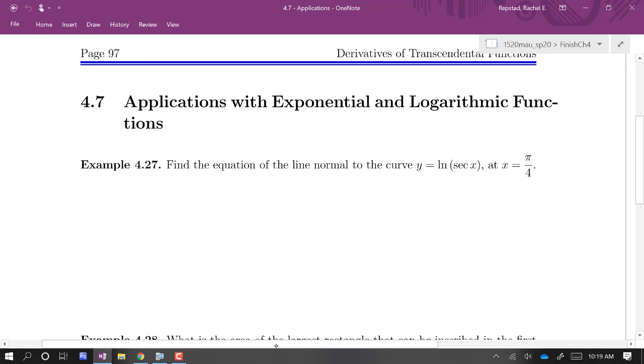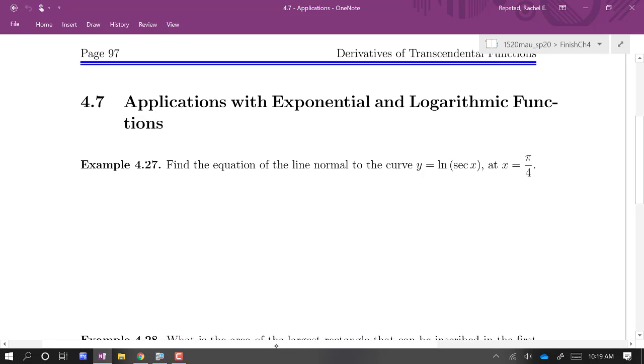Our first problem says find the equation of a line normal to the curve y equals ln of secant x when x is pi over 4. Again, keep in mind that unless stated otherwise, that's going to be in radians. So we need the equation of a line, which means we need a point and we need a slope.